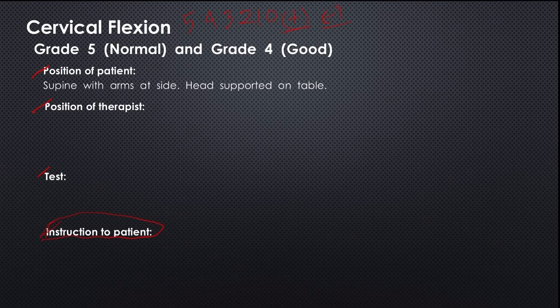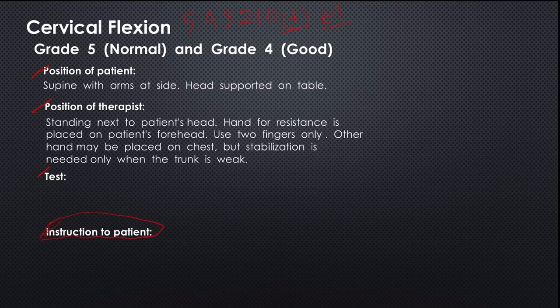So for grade 5 and 4, the arms are at the sides, the patient is in supine position and the head is supported on the table. Therapist position: standing next to the patient's head, the hand for resistance is placed over the patient's forehead. You should only be using 2 fingers, because if you use the entire palm of your hand to give resistance, the patient wouldn't be able to resist it, and thus there will be a false positive result in your reading. Okay, the other hand should be placed on the chest for stabilization if the trunk is weak.